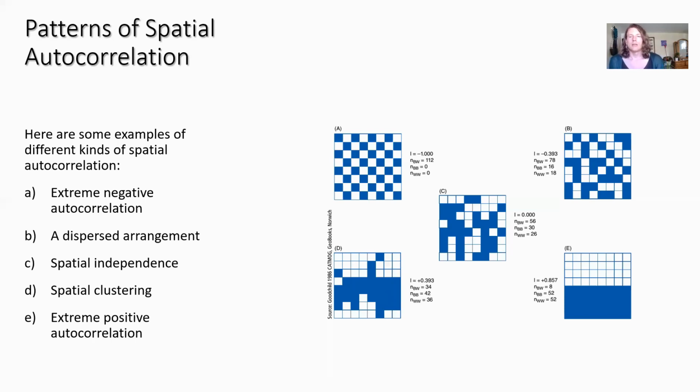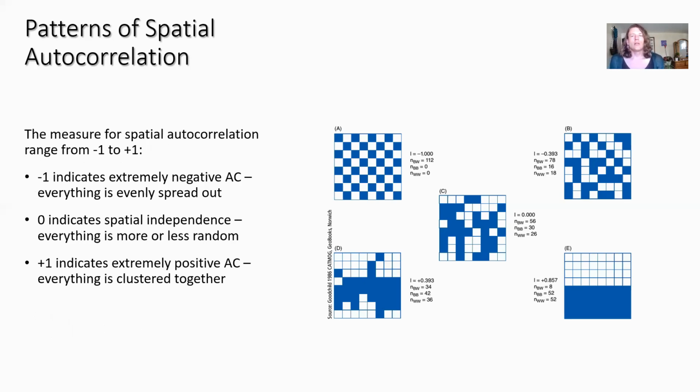So you can see down in the bottom right where we have all blue and then all white squares on separate sides. And between those, we have the versions of autocorrelation that we're more likely to actually encounter in the real world. We can have some sort of dispersed arrangement where things are negatively autocorrelated. We can have spatial independence, where groupings are entirely random. Some are clustered, some are more dispersed. Or we can have spatial clustering where things tend to be more concentrated closer together, but again, it's not perfect.